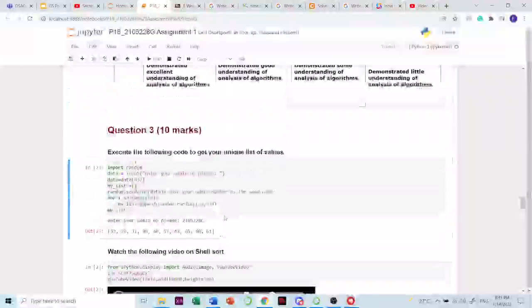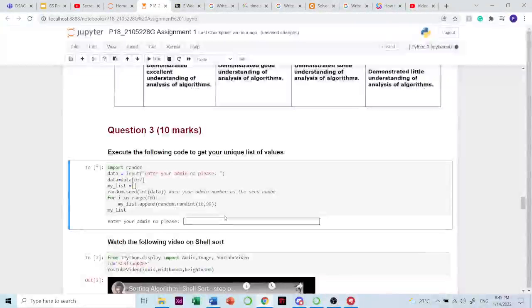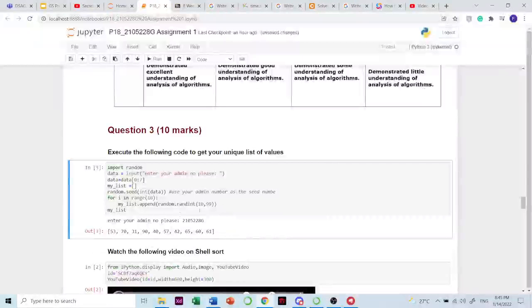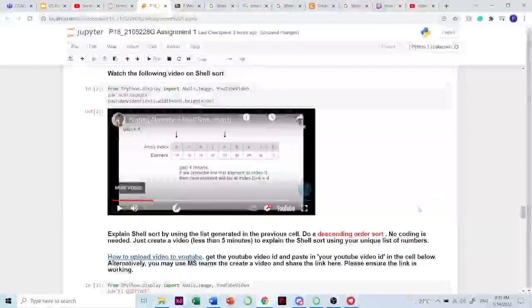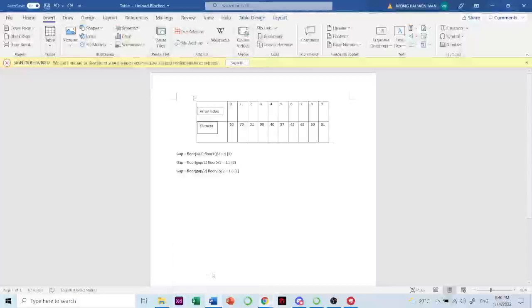Okay, so today I'm gonna do question 3, and I'm gonna write in my admin number, 10528G, and I have a total of 1 2 3 4 5 6 7 8 9 10 numbers, and I'm gonna sort it in descending order using this system called Shell sort. Okay, so basically, let's move the table over to here.